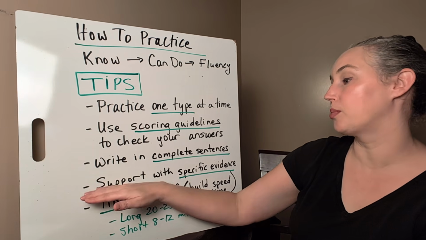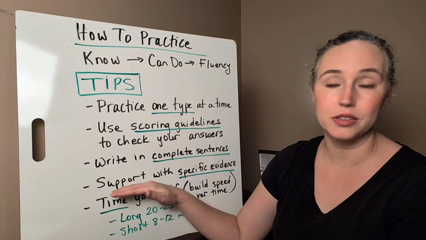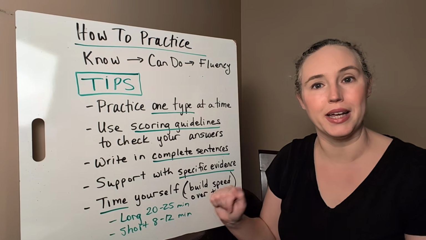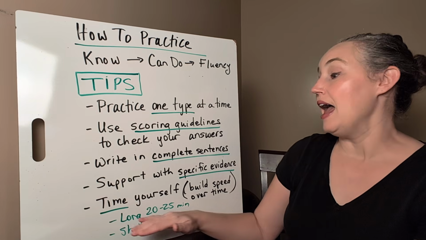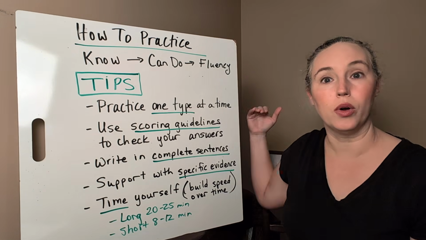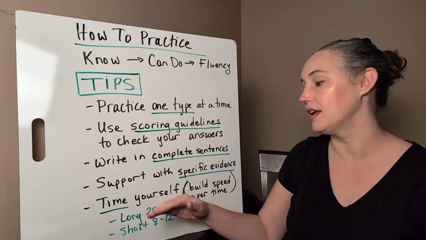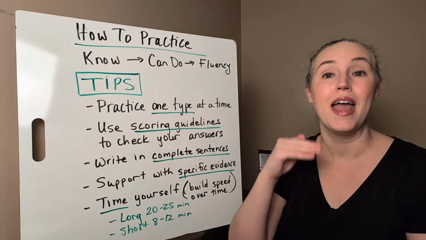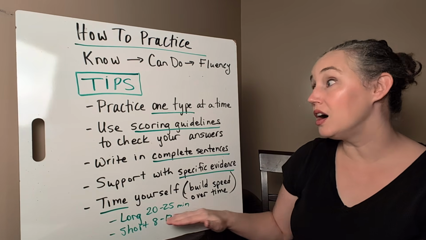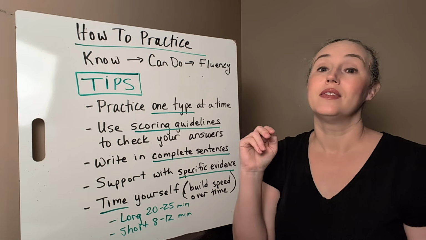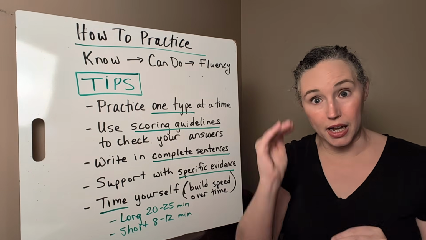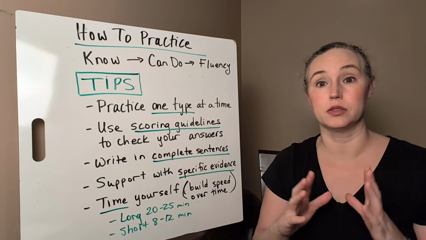You want to remember to support all your answers with specific evidence. Anytime it says justify or explain, use evidence. And then once you've gotten some practice just in knowing what to expect and how to organize your answers, then you can time yourself. And then you want to work on building speed over time. So for your long FRQs, the first 2, you want to give yourself 20 to 25 minutes to answer as much as you can on one of those.